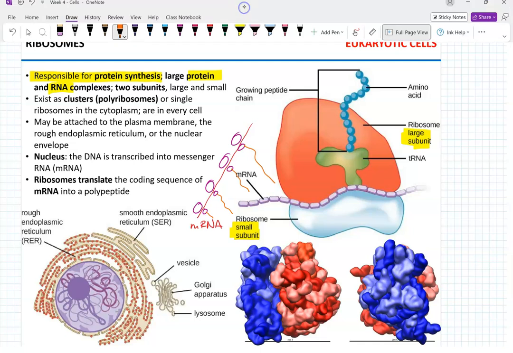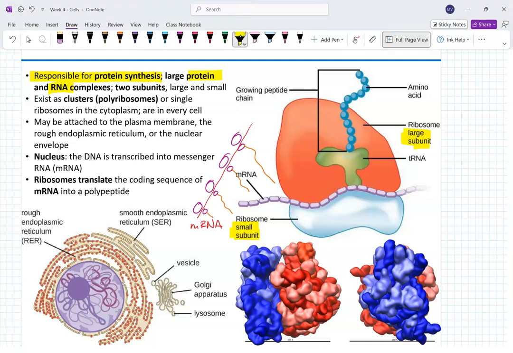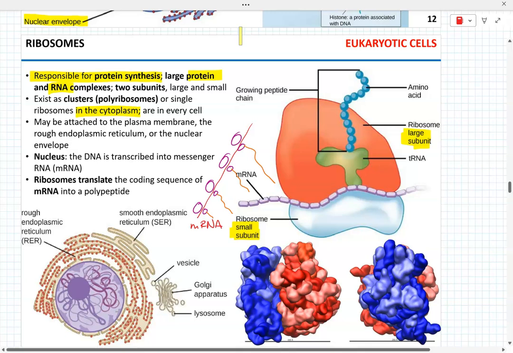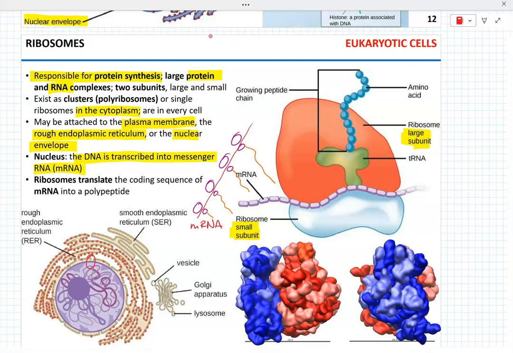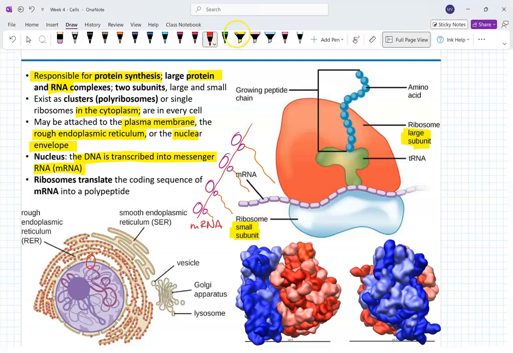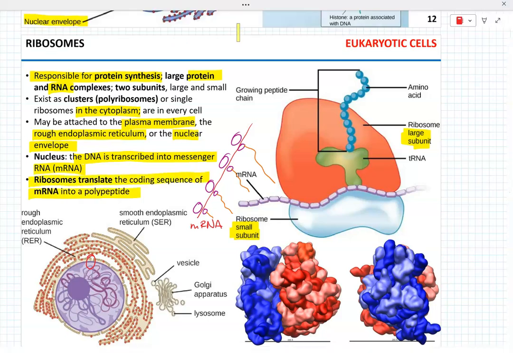Within the cell, ribosomes can exist in the cytoplasm in the form of polyribosomes, can be attached to the plasma membrane, can be attached to the membrane of rough endoplasmic reticulum, or even to the nuclear envelope. If you remember our cookbook analogy, you can appreciate that when DNA is transcribed into messenger RNA within the nucleus, that messenger RNA is transported out of the nucleus via nuclear pores to be translated into a protein by the ribosomes.